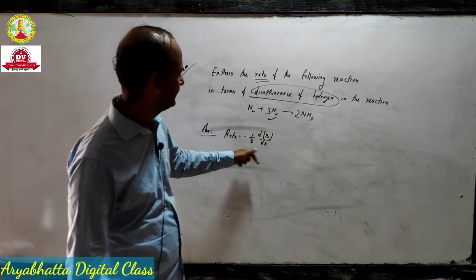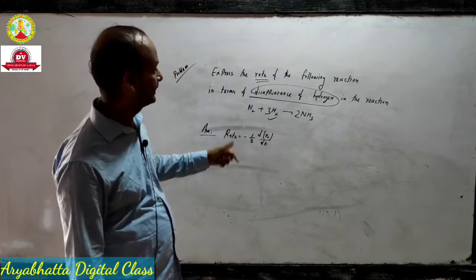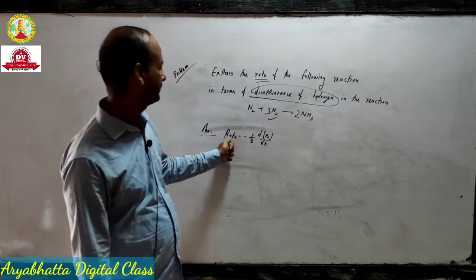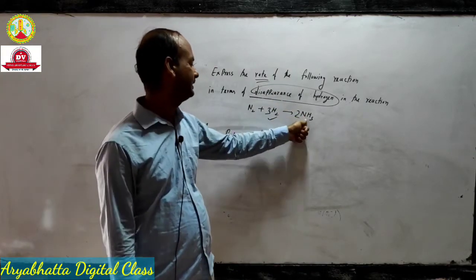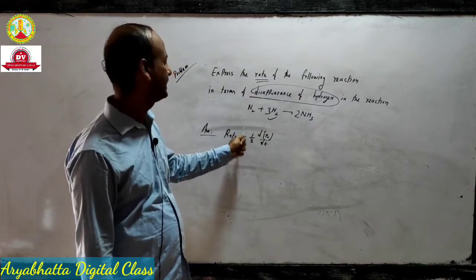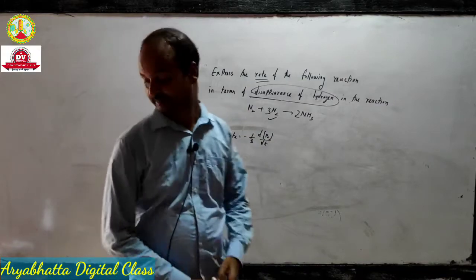This is the rate expression in terms of disappearance of hydrogen. If in the exam it comes in terms of appearance of ammonia, then write rate equals plus 1 by 2 d[NH3] by dt. If they ask about nitrogen, write rate equals minus d[N2] by dt. Clear?